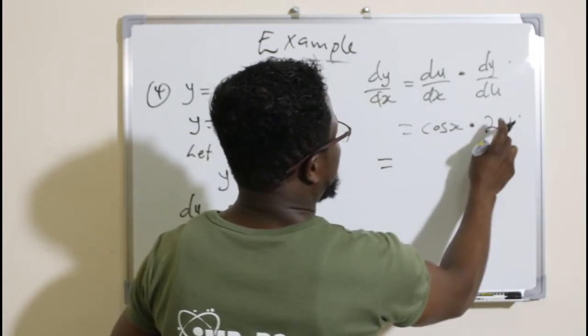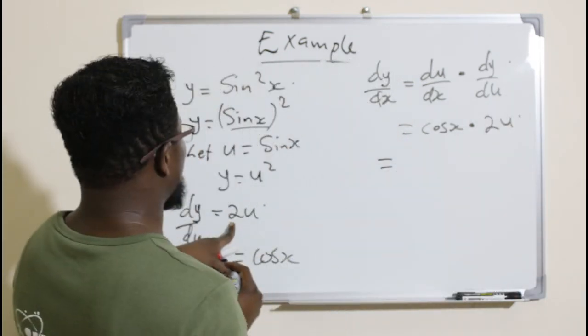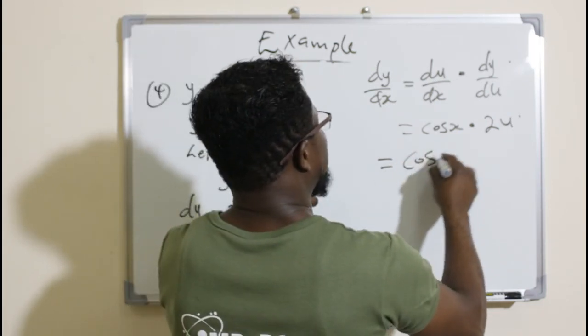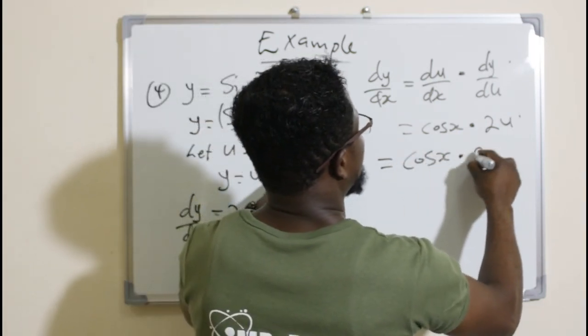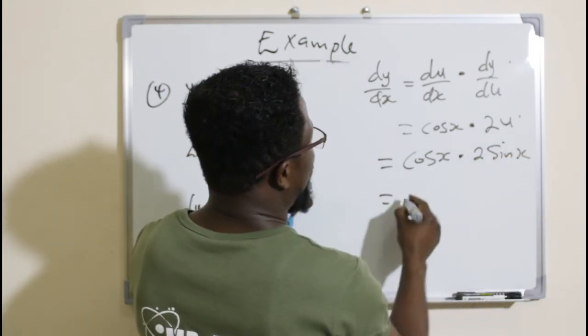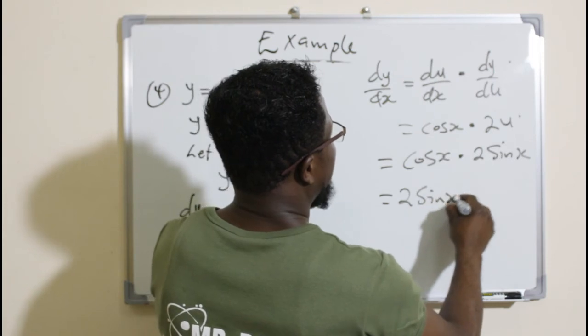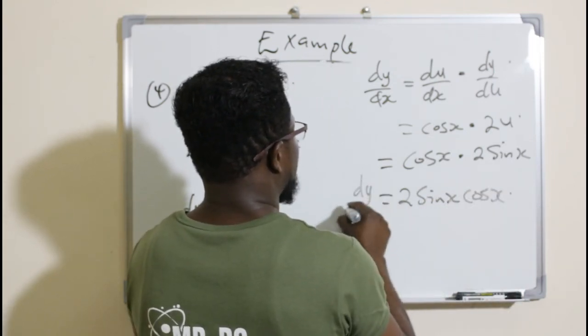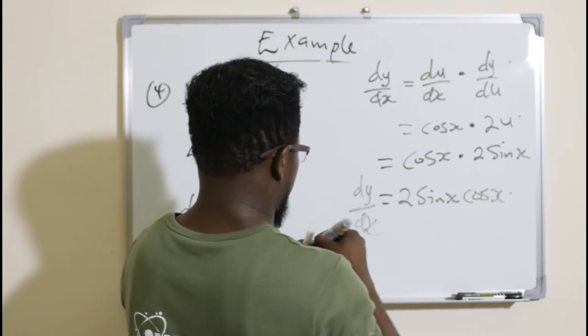But what is the value of u? The u is sine x. So I will do the substitution there, and that becomes 2 sine x. And this will simply give me 2 sine x cos x. And that becomes the derivative of what we were given.